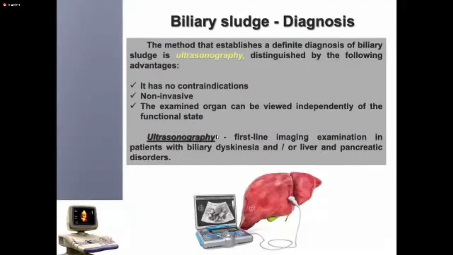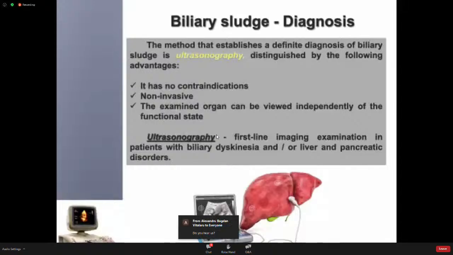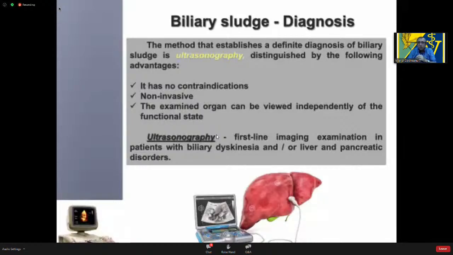Regarding the diagnosis, from my point of view, and of course in accordance with the specific literature, the method which establishes a specific diagnosis of the biliary sludge is ultrasonography. Ultrasonography is important and distinguished by a few advantages. It's important to remember it has no contraindications. It's a non-invasive technique, and in addition to these, the examined organ can be viewed independently of the functional state of the liver or the gallbladder.